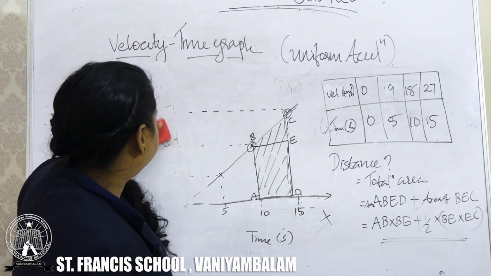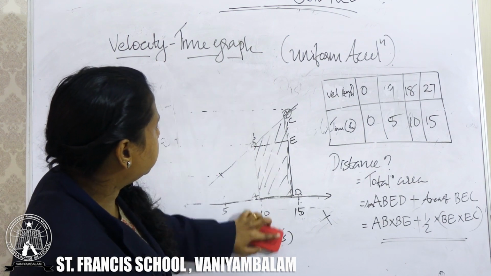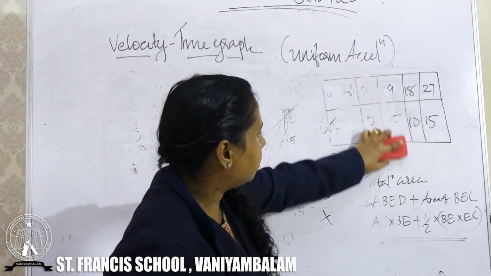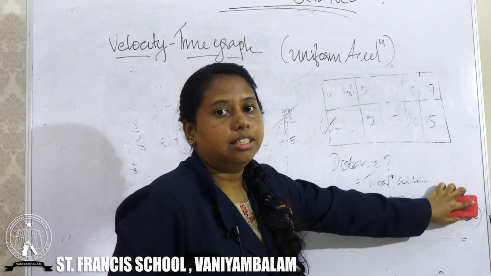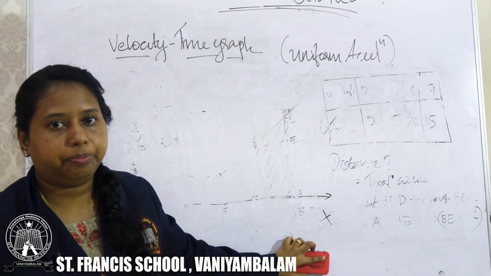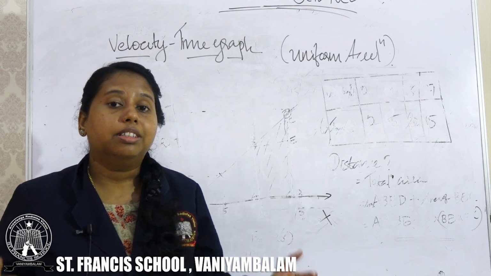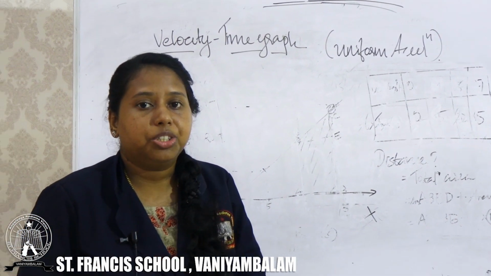Okay, so this is about today's class. What we studied today: 2 types of graph, velocity time graph and distance time graph. First of all, we discussed the distance time graph, and next the velocity time graph. So this is graphical representation of motion.